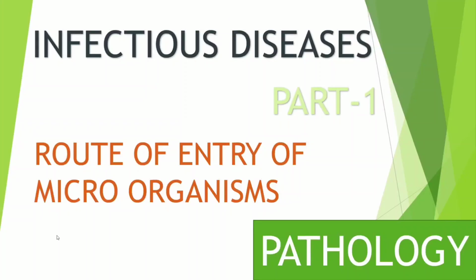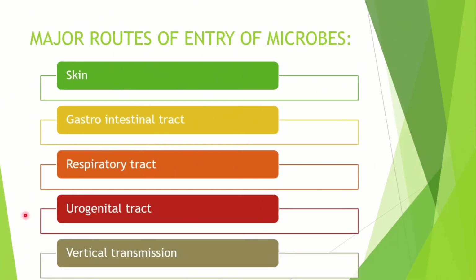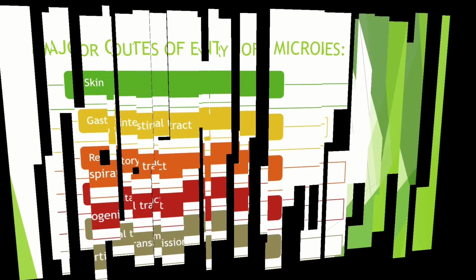Hello everyone. In this video we are going to see about the routes of entry of microorganisms. Microbes can enter the host by breaching epithelial surfaces, inhalation, ingestion or sexual transmission. The major routes of entry of microbes are skin, GIT, respiratory tract, urogenital tract, and transmission from mother to fetus.